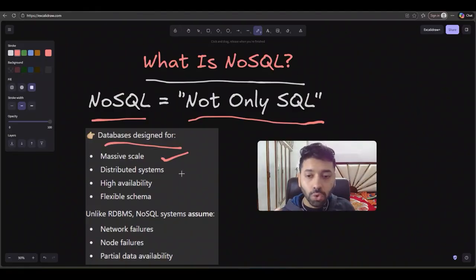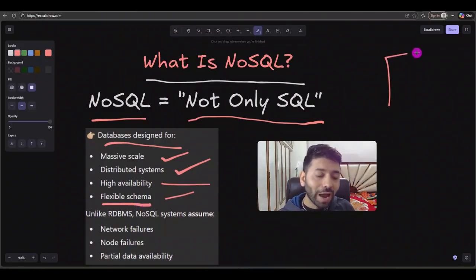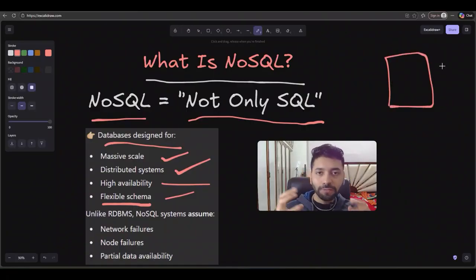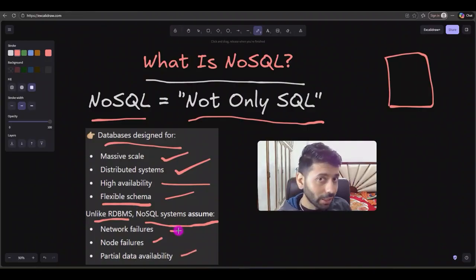Apart from that, NoSQL is designed for distributed systems, right? High availability and flexible schema. Okay, flexible schema is another important point to notice here. In SQL, we had a fixed schema, correct? So SQL is good when you have a fixed schema. But there can also be cases when you have a flexible schema, and for that we have NoSQL. So unlike SQL or RDBMS, NoSQL systems assume that there can be node failures, there can be partial data availability, and there can be network failures.